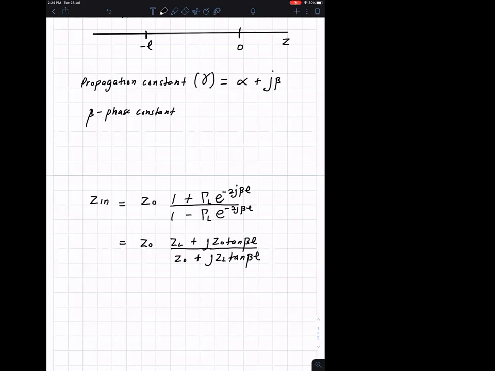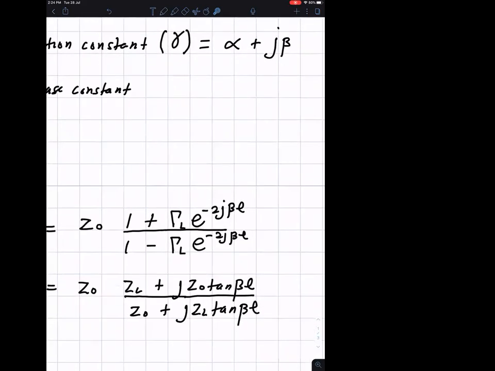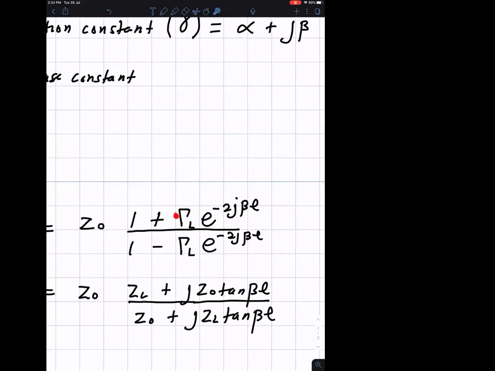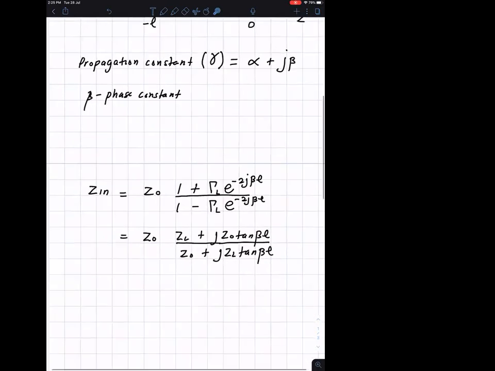Okay, so you know all these things from the last time, maybe if you forgot. And this is the reflection coefficient at the load, and this is the phase constant. Phase constant gives the phase of the signal along the transmission line at a constant time. It's usually measured in radians per meter or degrees per meter. And this Z0 is the characteristic impedance of the transmission line. We talked about it, remember the last time? So this is the formula for the input impedance.